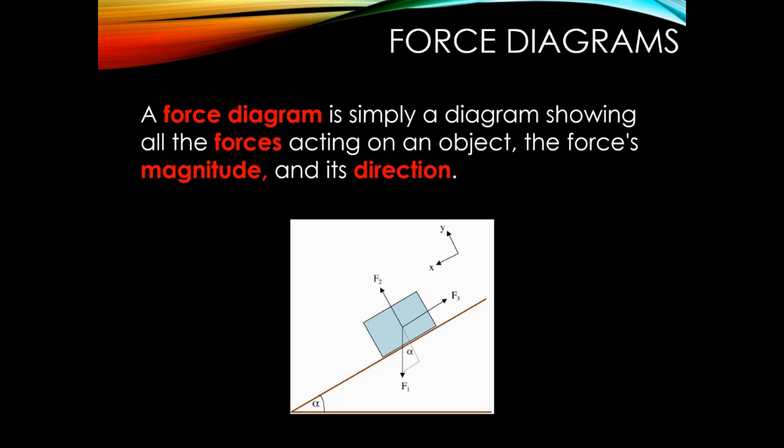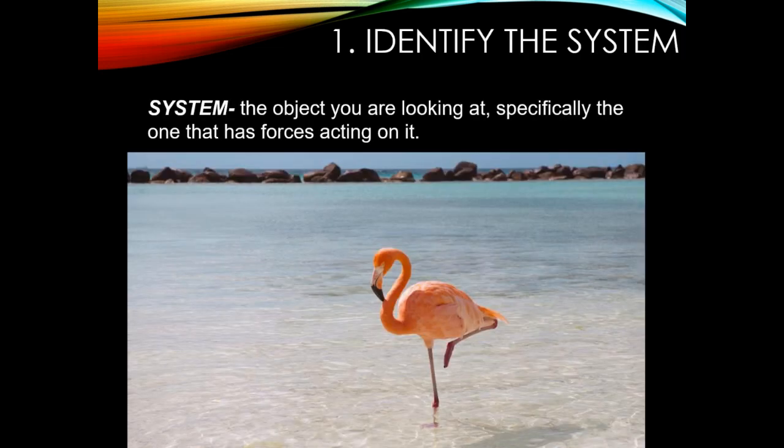Force diagrams use vectors to represent the forces. These are just visual pictures of the forces that are acting on the object at any given time. To draw a force diagram, the first thing we need to do is identify the system. A system in science is simply whatever we're talking about. You can include as many things in the system as you want, but as a general rule, the fewer things, the better. In this picture, we have a flamingo standing in the ocean. So let's just decide right now that we're going to describe the forces acting on that flamingo. This makes the bird our system.